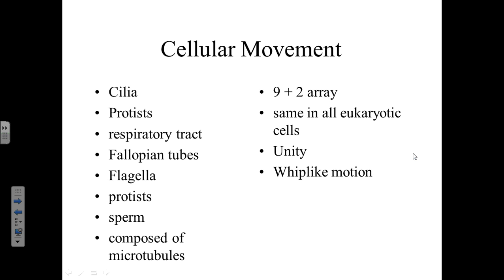Do you have cells in you that have cilia? Yeah, a few. One place you have them is in your respiratory tract. Your windpipe. The tubes going down into your lungs. Why would you want little hairy cells lining the tube that goes down to your lungs?